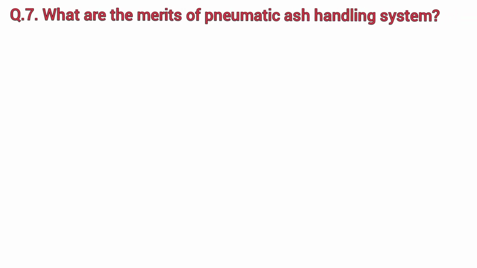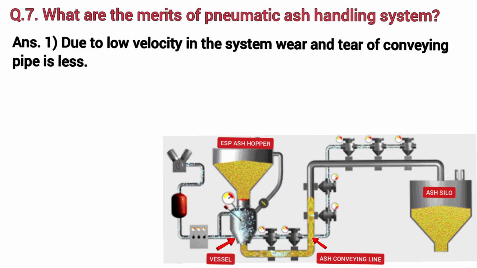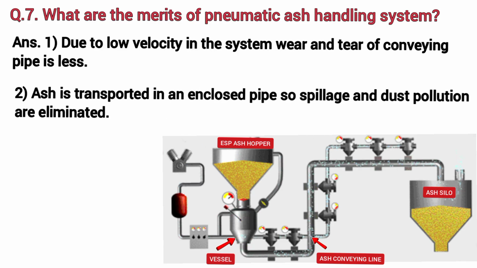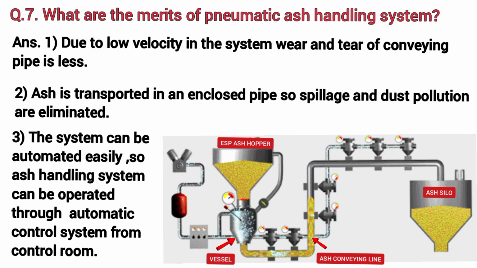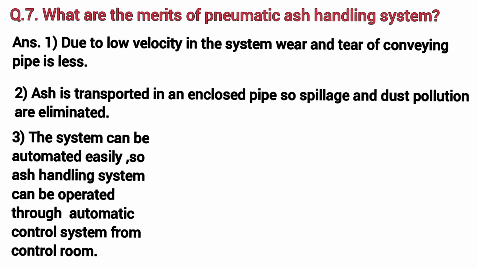What are the merits of pneumatic ash handling system? Due to low velocity in the system, wear and tear of conveying pipe is less. Ash is transported in an enclosed pipe, so spillage and dust pollution are eliminated. The system can be automated easily, so ash handling can be operated through an automatic control system from the control room.